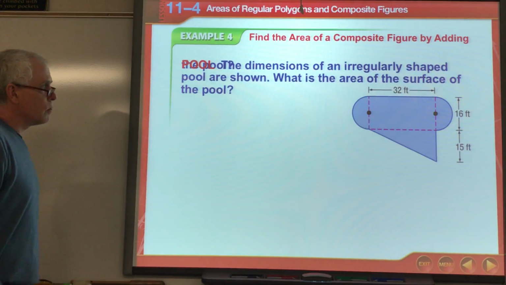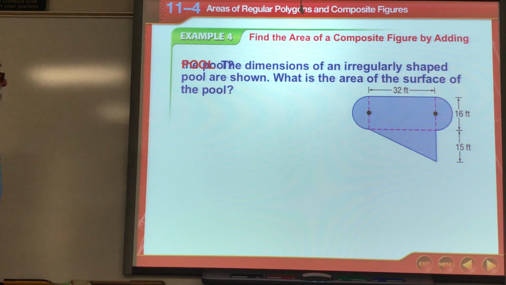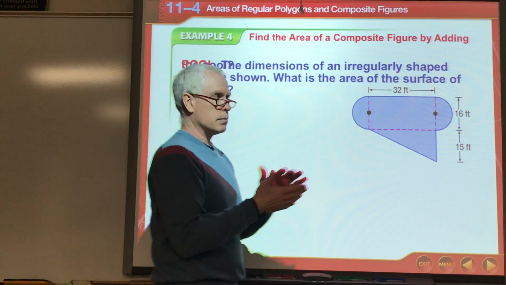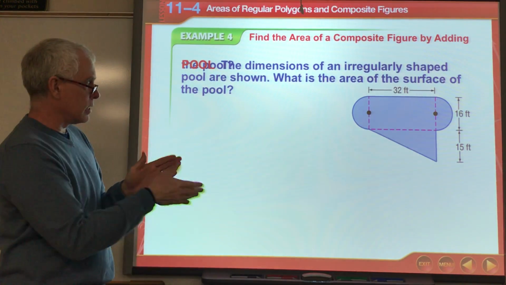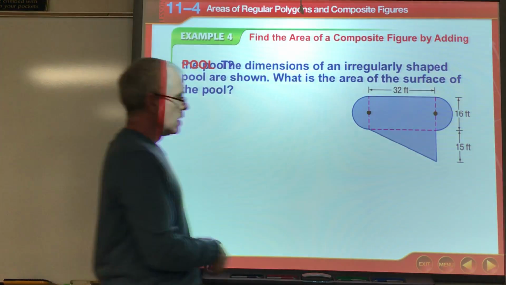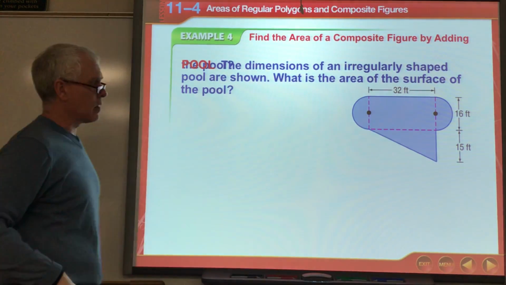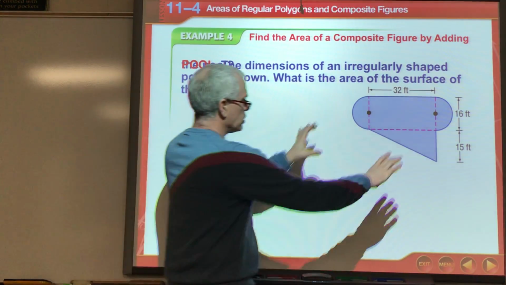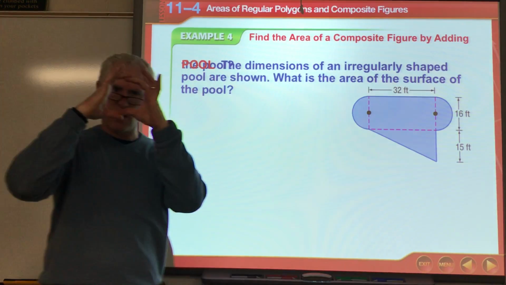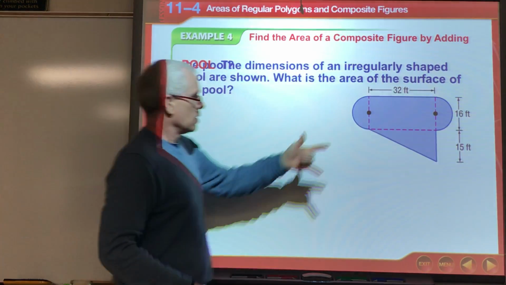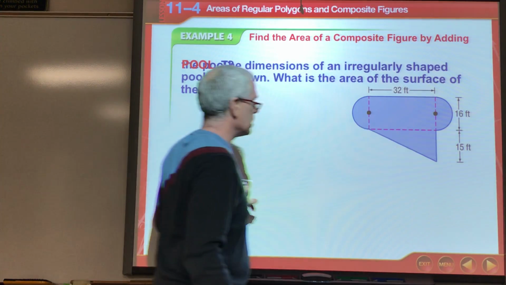All right, so what if you have a composite figure like this? What is the area of this thing? Okay, well I've got a rectangle here, base times height, and I know the base is 32, the height is 16, I can find that easy enough. I've got a triangle where the base is 32 and the height's 15. I've got everything I need to know there. And then I've got two half circles that if I put them together, creates one circle. And I just need the radius to find the area of a circle. Well, if the diameter is 16, the radius is 8.